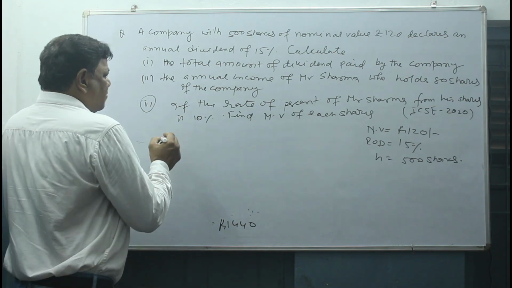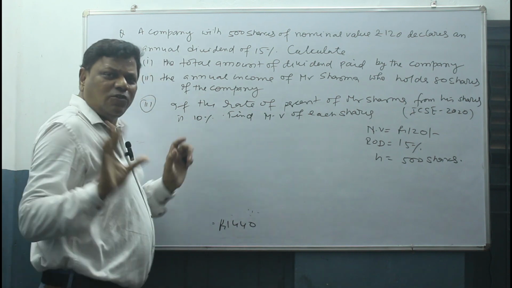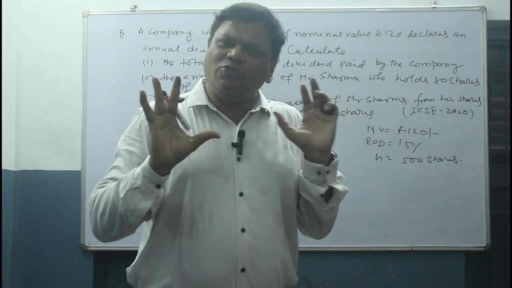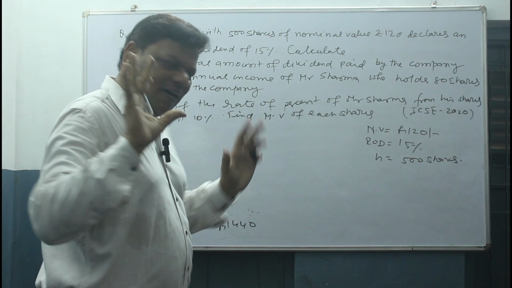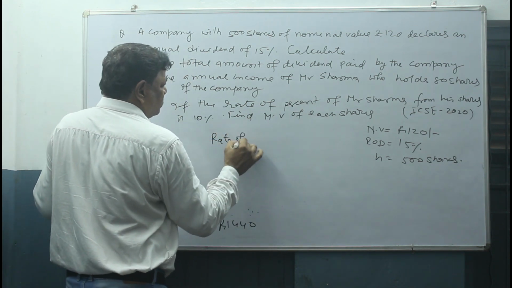Now see, the third part, what to find: the number of shares. So don't bother about the number of shares. You know rate of return, ROI formula you know. What is ROI? Rate of return.